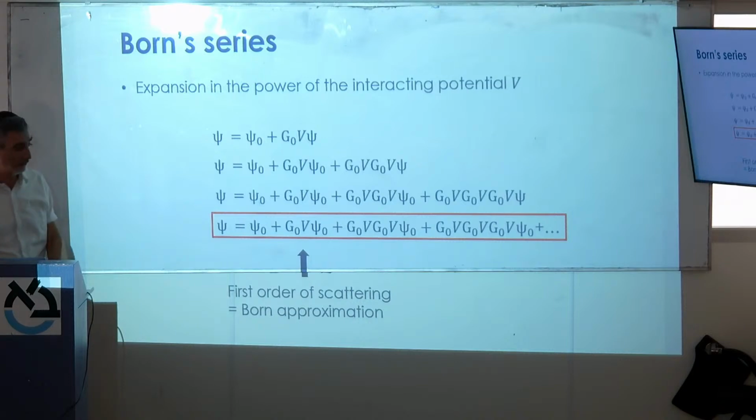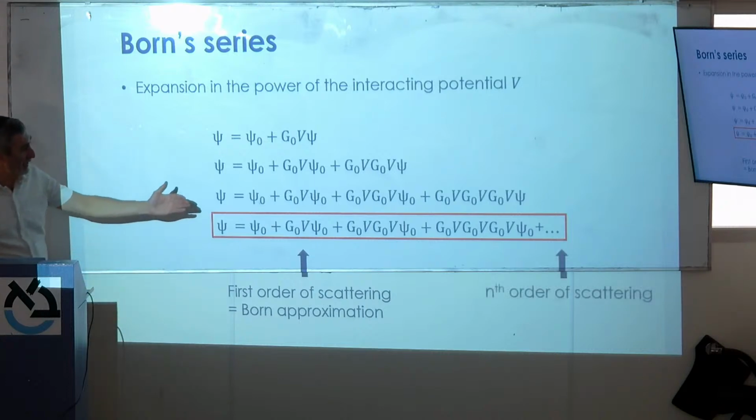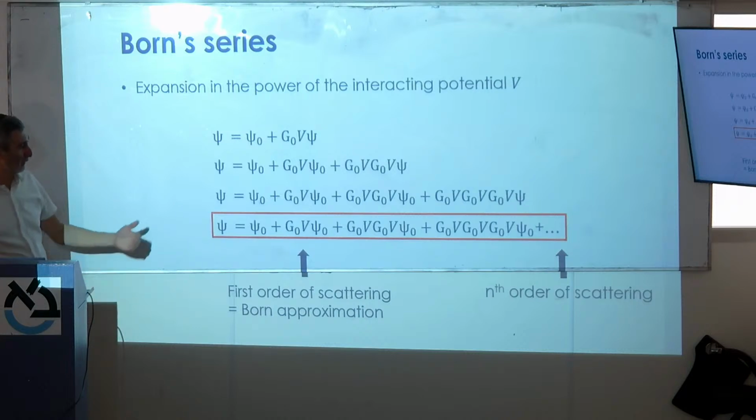Okay, the first order in the scattering. Now you understand why we call that the Born approximation. And the rest: you have the nth order of scattering corresponding to the nth component in this expansion. So we are assuming that each particle that scatters another particle is scattered again and again and again.